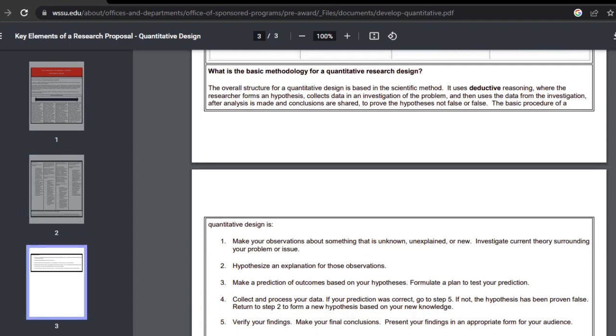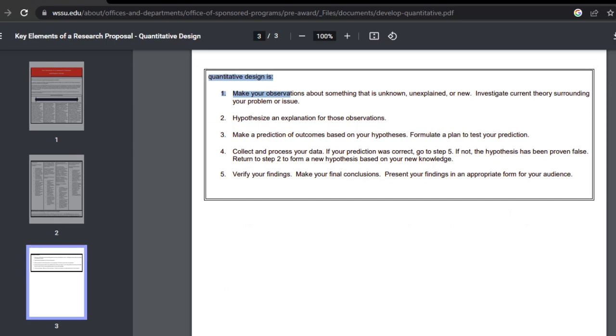Next, what is a basic methodology for a quantitative research design? The overall structure for a quantitative design is based on the scientific method. It uses deductive reasoning, where the researcher starts from a hypothesis, collects data in an investigation of the problem, and then uses the data from the investigation. After analysis is made, conclusions are shared to prove the hypothesis either true or false.